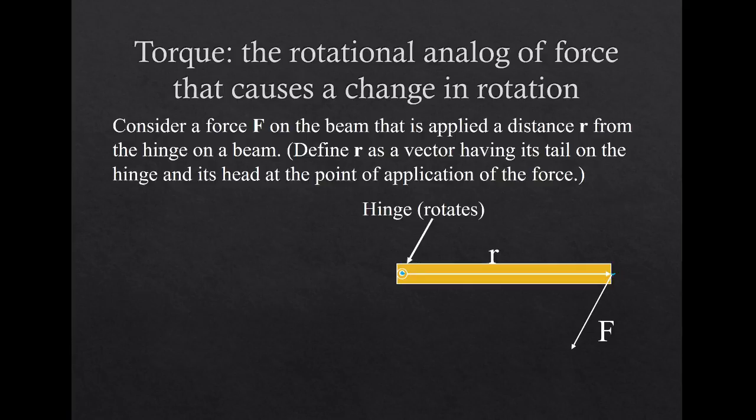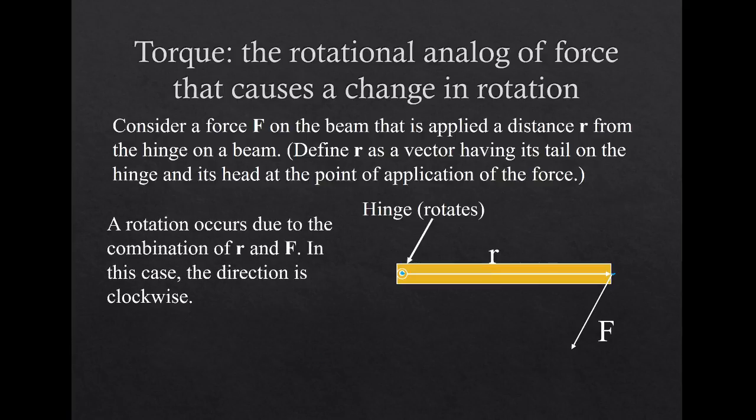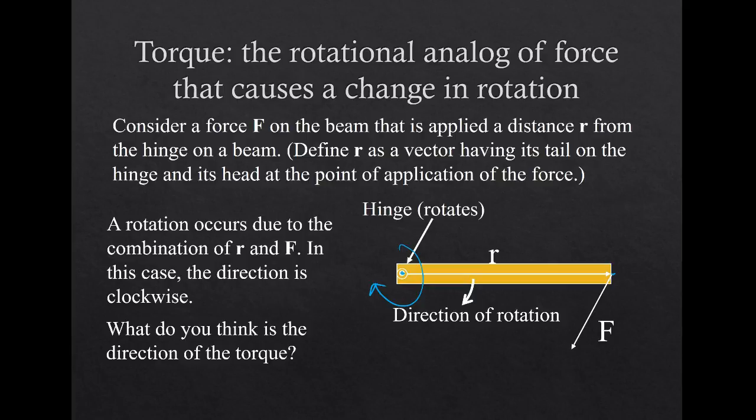Okay, so we're going to draw these head to tail, and so the tail of F will go at the head of r. There's going to be a rotation because of this combination, and in this case, the direction is clockwise. So what would you say about the direction of the torque?